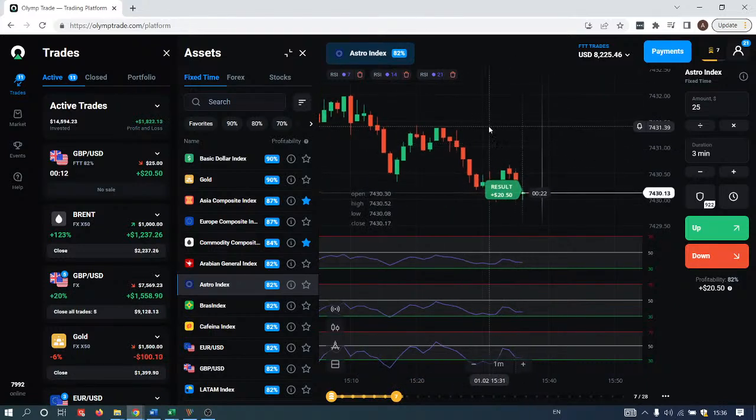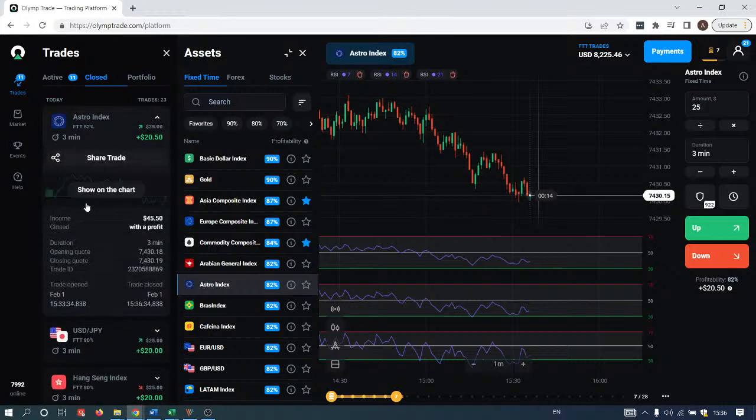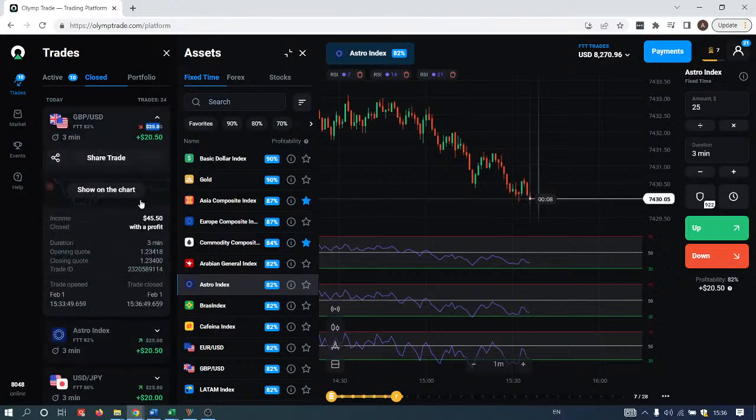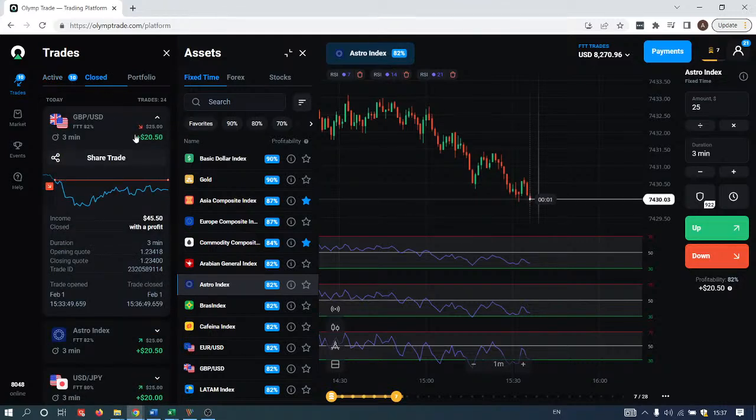All right, so Astro Index, nice. It also closes with a profit. Very, very kind of like borderline close, but most of the time it was in the profitable zone, and here it's a pure victory here.